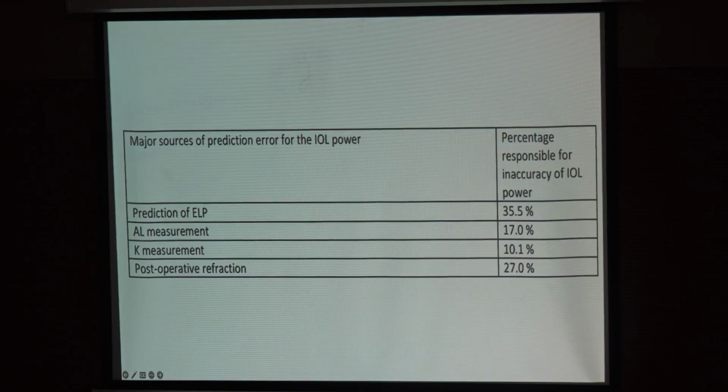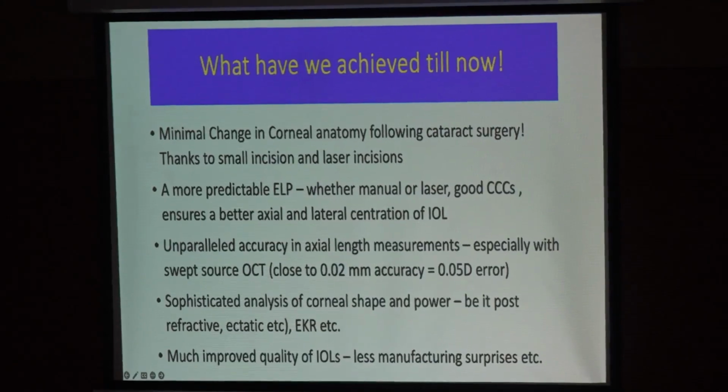Now, traditionally, if we look at the main sources of errors in biometry, of course there is the axial length measurement, especially in eyes which are too long or too short, or also the K value measurement or the post-operative refraction. But the major elephant is the prediction of the effective lens position, or ELP.